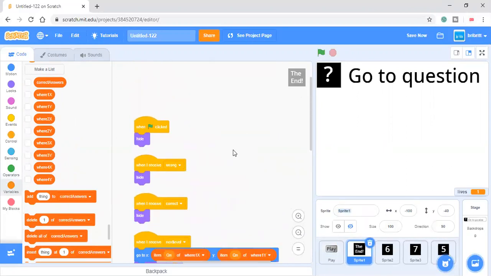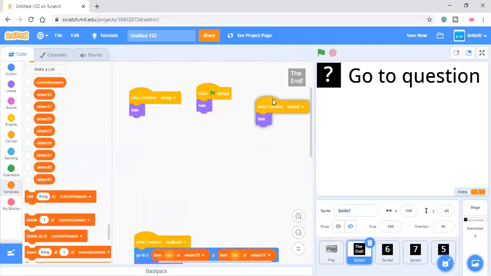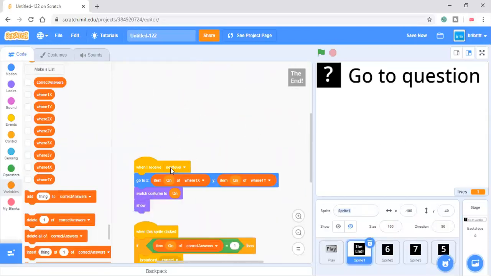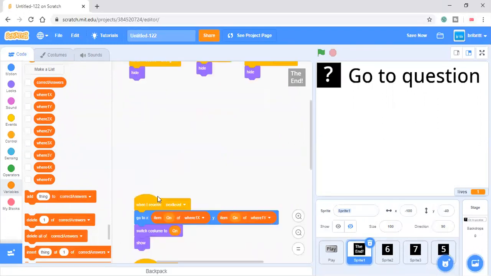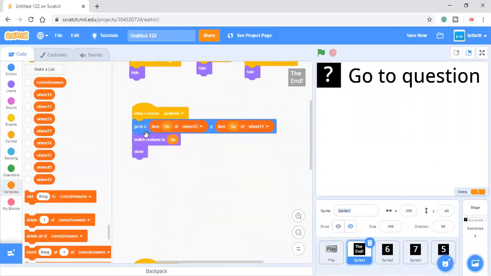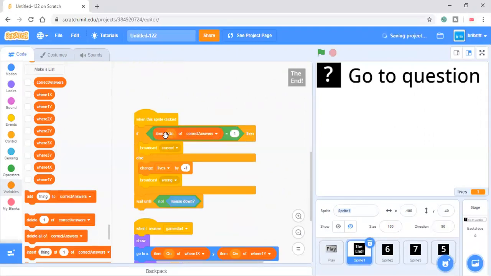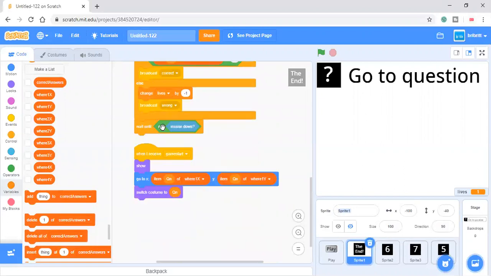Now we'll do sprite 1. So sprite 1, when the green flag is clicked, hide. When I receive wrong, hide. When I receive correct, hide. So that there won't be nuisance when it says correct, wrong, or when the green flag is clicked. And when I receive next level, go to x: item question number of where 1x, and y: item question number of where 1y. Switch costume to question number and show. When this sprite is clicked, if item question number of correct answers equals 1, broadcast correct, else change lives by negative 1, broadcast wrong, wait until not mouse down.